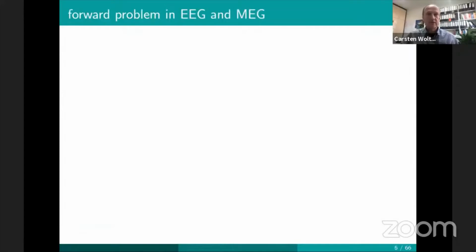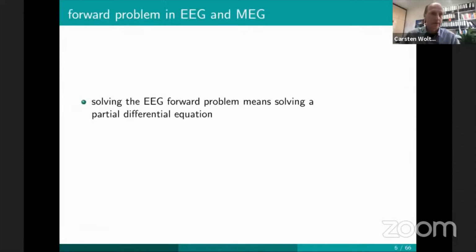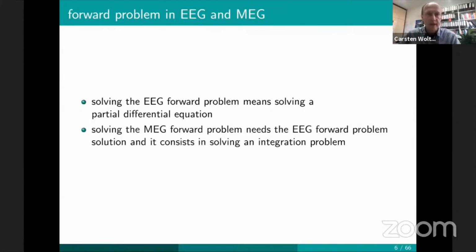Okay, what is source reconstruction? First of all, we have to solve a forward problem for EEG and MEG. Solving the EEG forward problem means solving a partial differential equation. And solving the MEG forward problem first of all needs the electric potential, and it then consists in solving an integration problem. So on the one hand we have to solve a partial differential equation, and on the other hand it's an integration problem for the MEG.